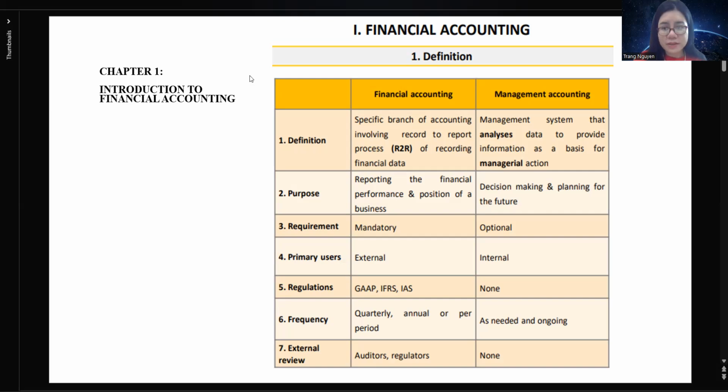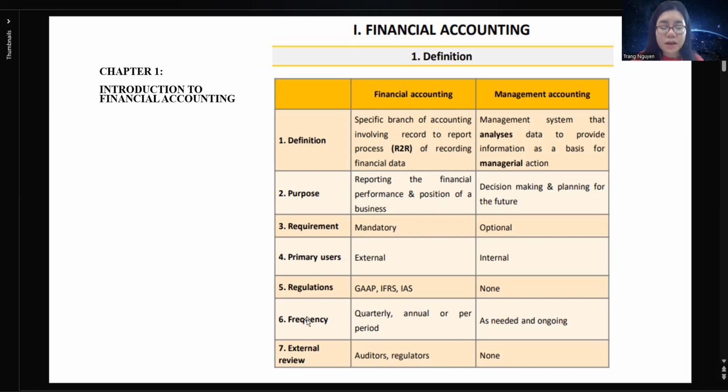And how about the requirement? Financial accounting is mandatory, but management accounting is optional. About primary uses, financial accounting is for external users, but management accounting is for internal users. And how about regulations? GAAP, IFRS, and IAS are all the regulations used in financial accounting, but for management accounting, we need no regulation here.